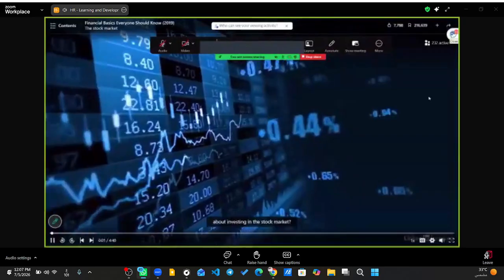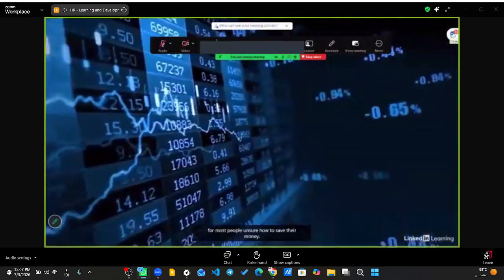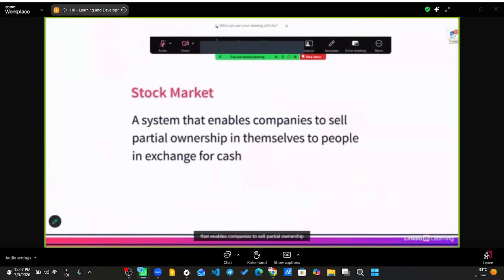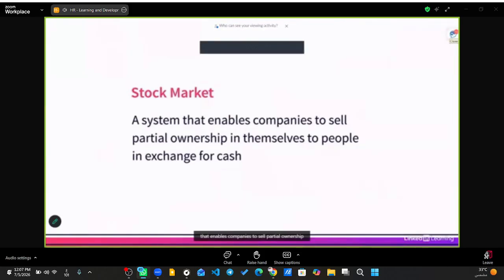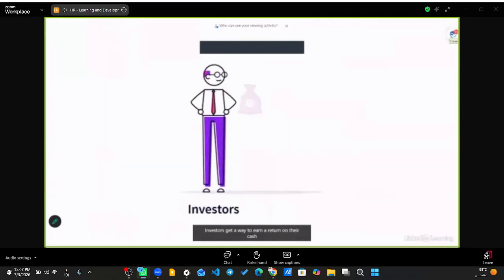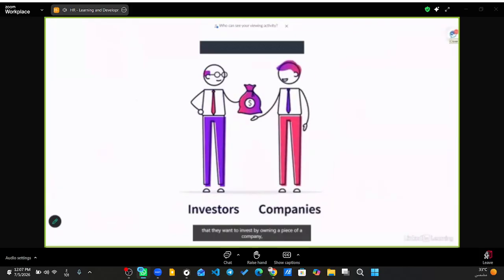Have you ever thought about investing in the stock market? This question is a common one for most people unsure how to save their money. The stock market is a system that enables companies to sell partial ownership in themselves to people, to investors, in exchange for cash. Investors get a way to earn a return on their cash that they want to invest by owning a piece of a company. And companies get cash from investors that help to grow their business more. So it's a win-win for both sides.